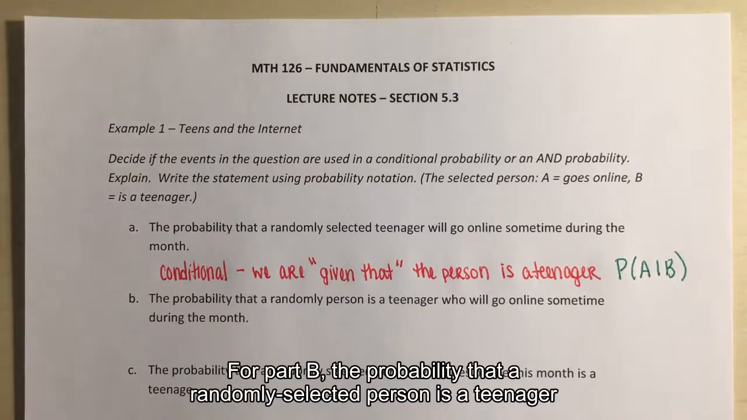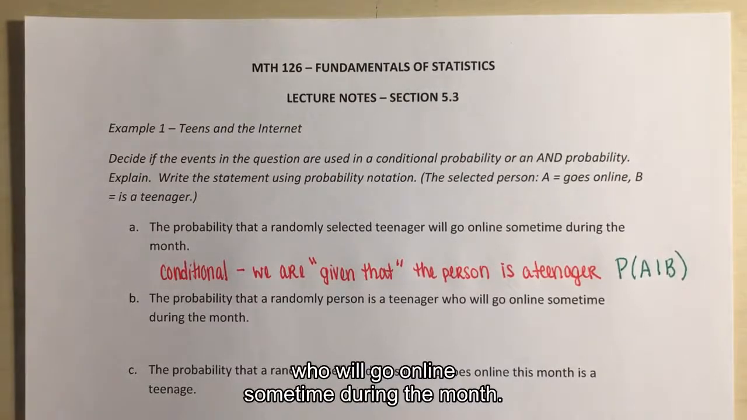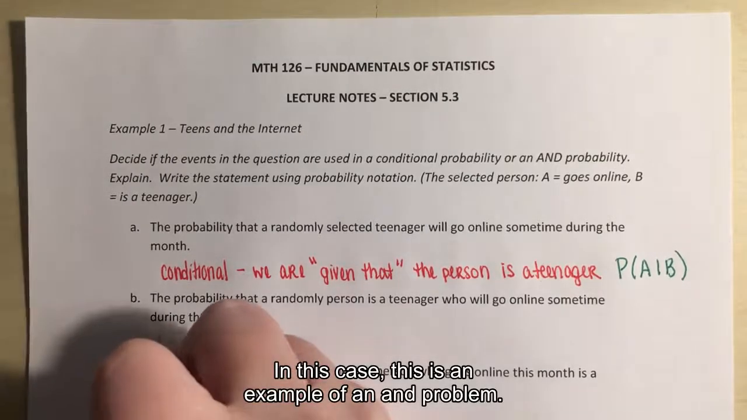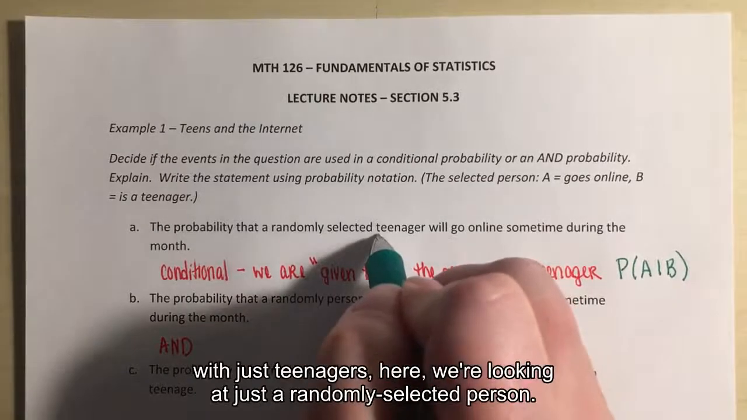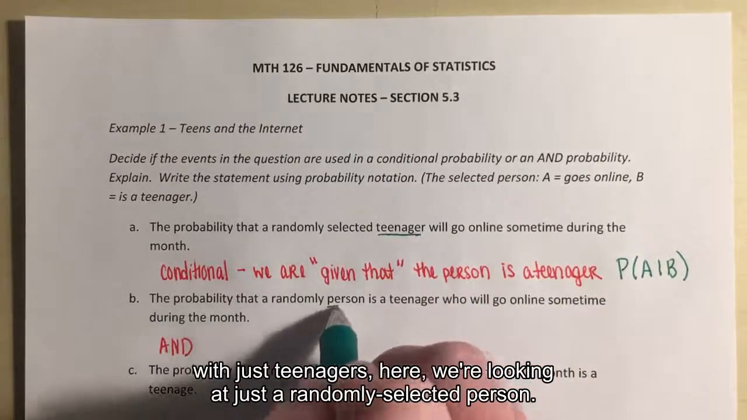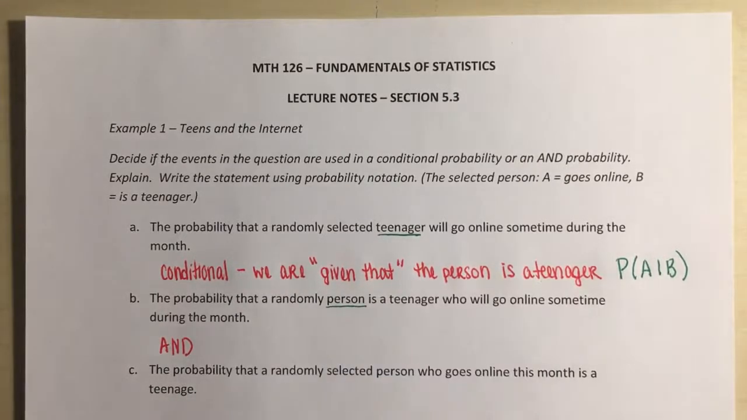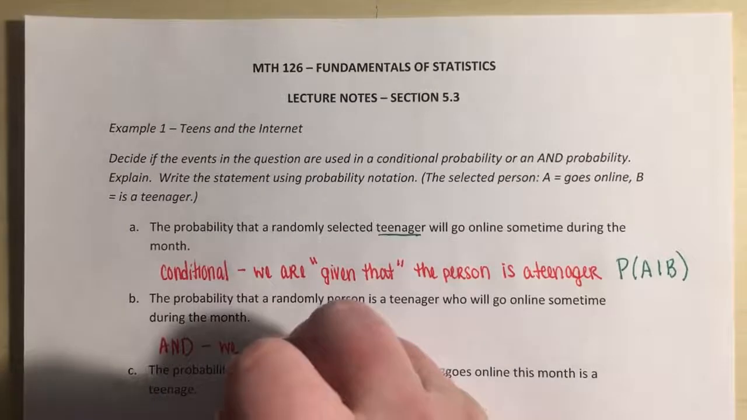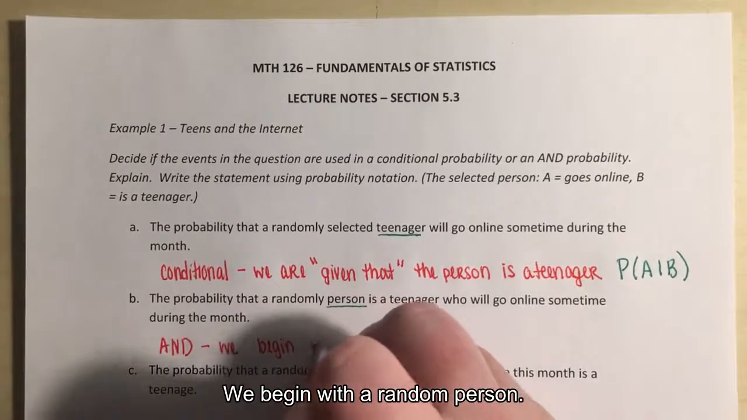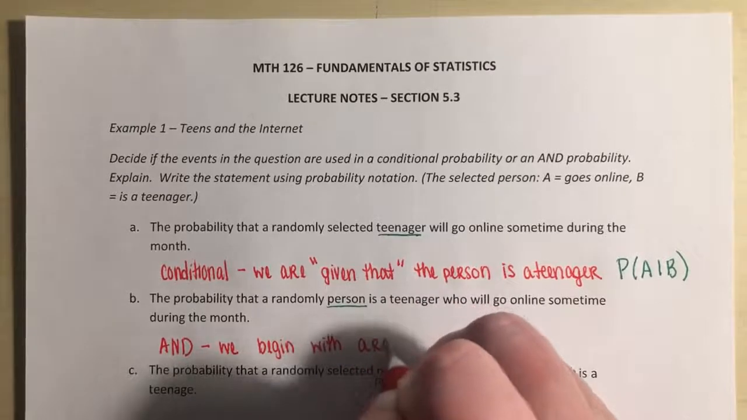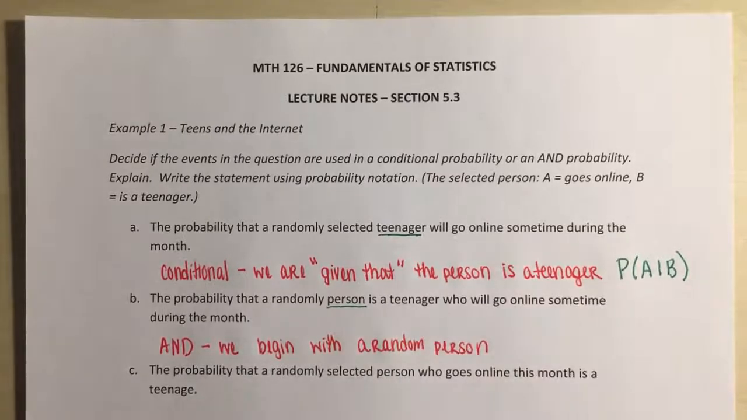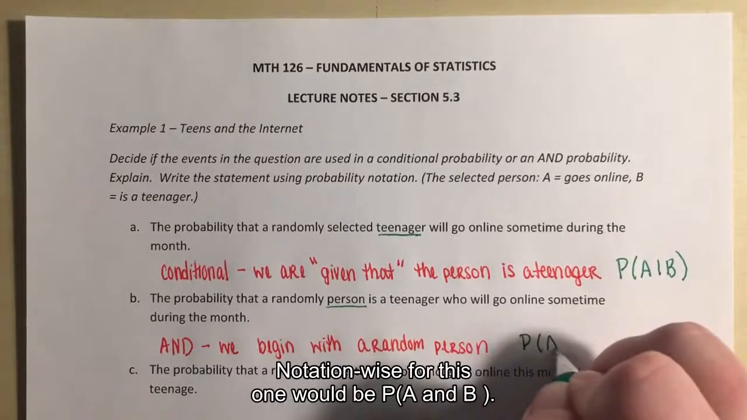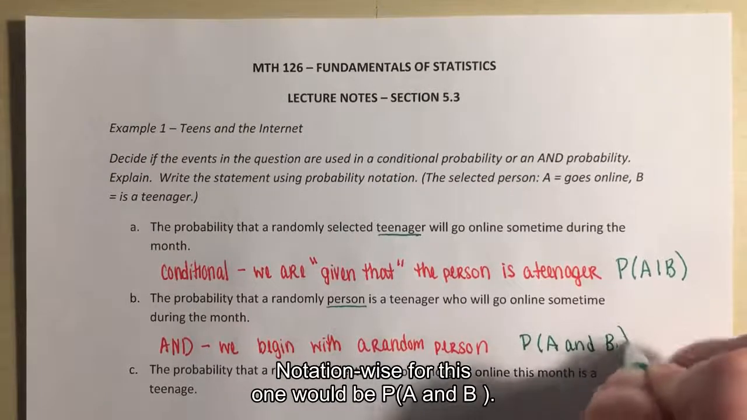For part B, the probability that a randomly selected person is a teenager who will go online sometime during the month. In this case, this is an example of an and problem. Because in our first one we were starting with just teenagers. Here we're looking at just a randomly selected person. So it's an and. We begin with a random person. So notation-wise this one would be P of A and B.